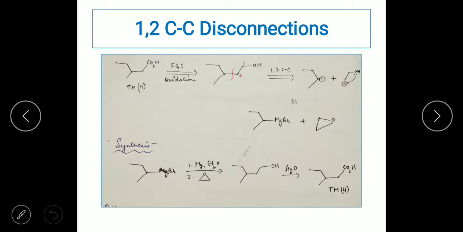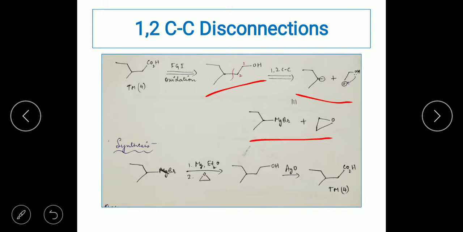This is the meaning. So now once you write down the intermediate in this kind, this again follows the 1,2 CC disconnection. So here you can see how you have numbered 1 and 2 to the carbon atoms, and next to the carbon 2 you're disconnecting. So hence it becomes 1,2 CC disconnection. Now after writing the 1,2 CC disconnection, the next step is writing down the synthons. So the synthons would be an anion and a cation. So the corresponding synthetic equivalents would be a Grignard reagent and an epoxide.